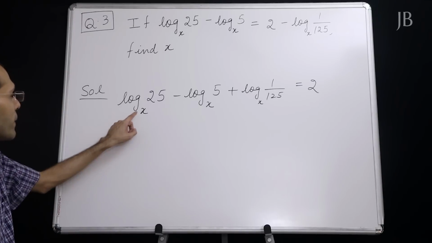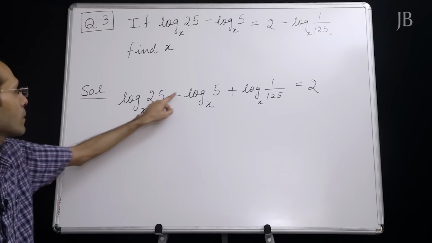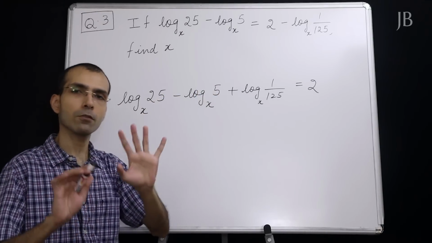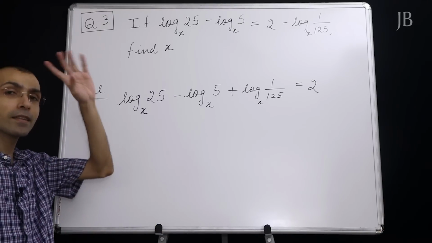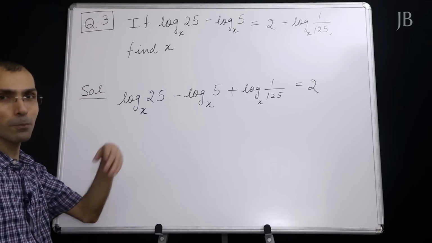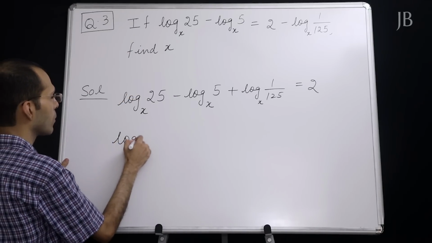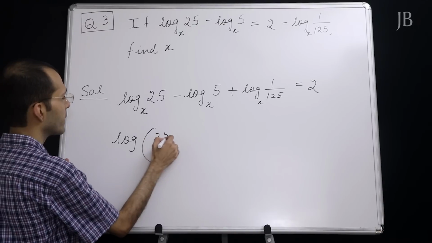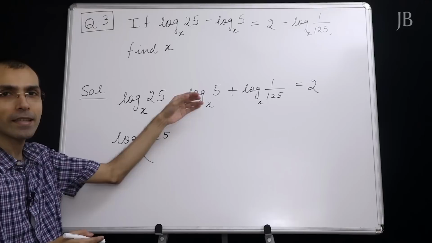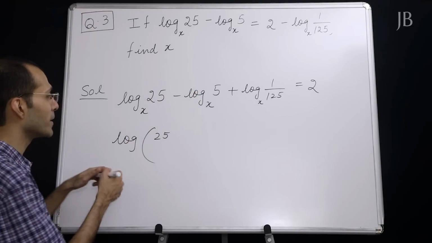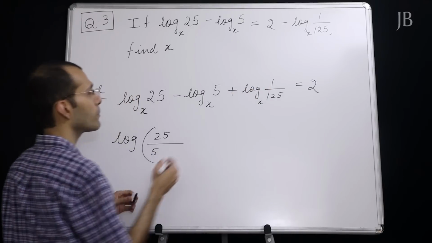Now see, everywhere the bases are the same. Do you find any coefficient here? Coefficient 1, coefficient 1. So no problem. We can just apply laws of logs the way we did in the very first question, prove that question. Now here, log a minus log b is log of a by b. So this will be log of 25 by 5, and plus log of 1 upon 125.